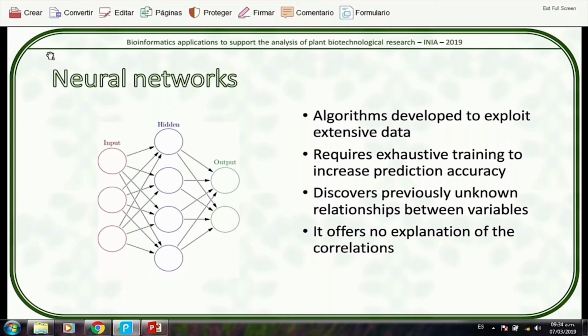The objective of trying to develop new neural networks is to decrease the number of data points used to train, and increase the sensibility and the accuracy of the predictions that it makes. So these are algorithms developed to exploit extensive data. They currently require exhaustive training to increase prediction accuracy.